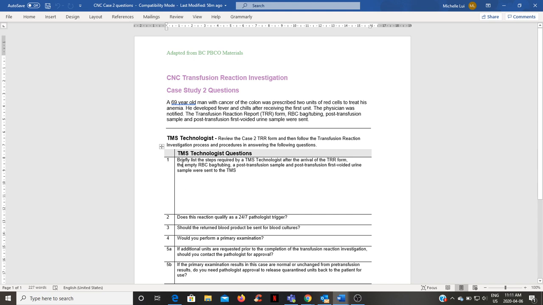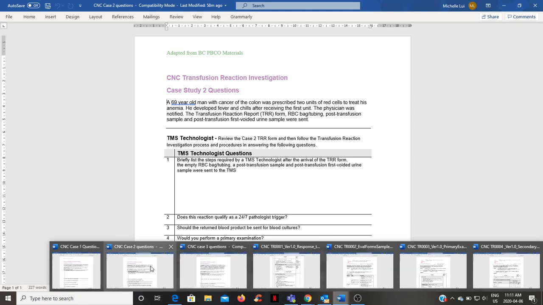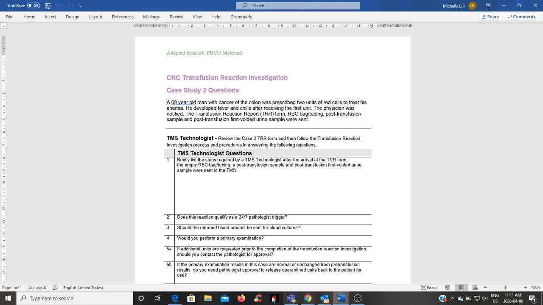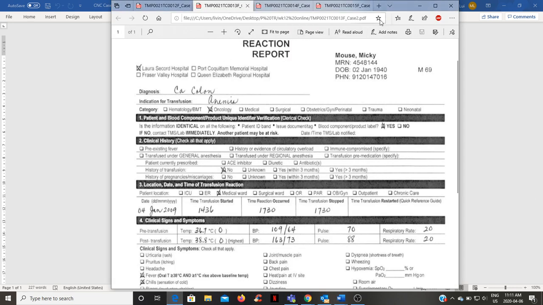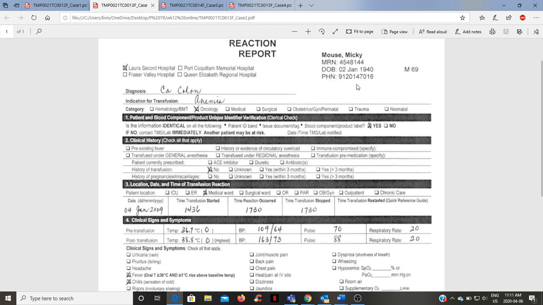And the question is, briefly list the steps again after the arrival of the form, the red cell bag and tubing, the post-transfusion sample, and the first voided urine. So let's have a look at the TRR form for case 2. So this time our 69-year-old man is Mickey Mouse. Hello, Mickey Mouse. Poor Mickey Mouse has cancer of the colon. Not a fun time. So we know we should check if this form is complete.